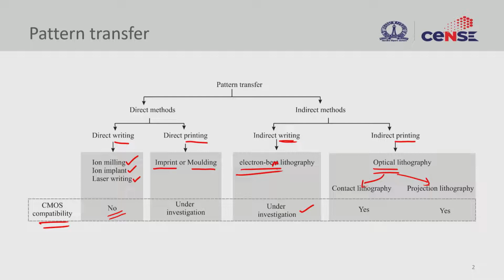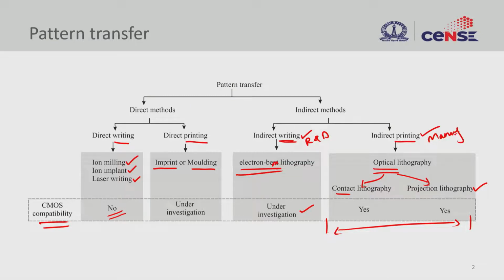And indirect printing process. This is where the majority of patterning is done. To be precise, projection lithography is what is used predominantly, but lately for a lot of advanced integration techniques, back-end integration, contact lithography is also used. So overall, for large volume manufacturing, this indirect printing technique is primarily used, right? While this writing process is used primarily for R&D type of work, and this is used for manufacturing, right?